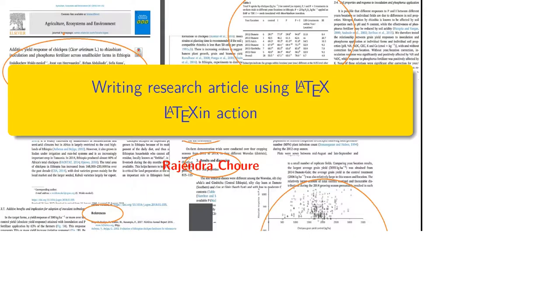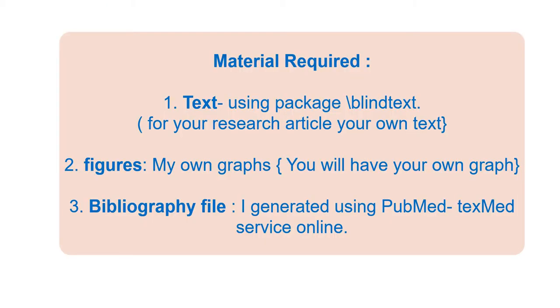Hello friends, welcome to LaTeX tutorial, and today we are going to see LaTeX in action, how to write a research paper in LaTeX. The text and other data for a research paper comes from your research. Here, for demonstration purposes, I am going to use the blindtext package to get automated text. The figures I am going to use are plots plotted using simulated data.